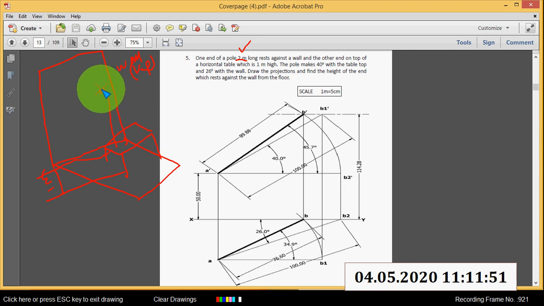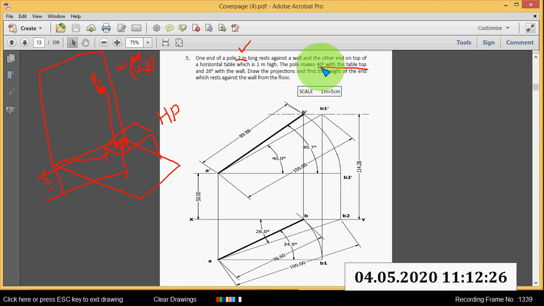One end of the pole is on the wall and the other end of the pole is on the tabletop. I will name this point as capital A and this point as capital B. The point A is on the tabletop and B is on the wall. Then the pole makes 40 degree with the tabletop. Tabletop means this is the horizontal plane.